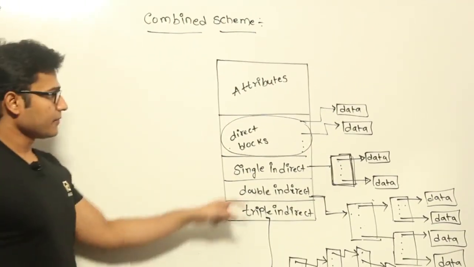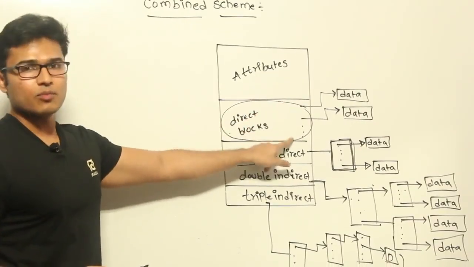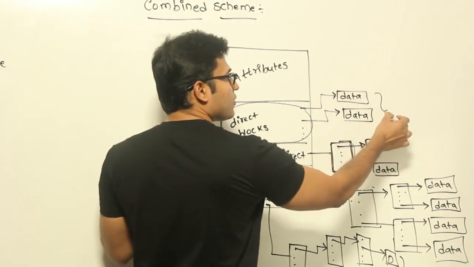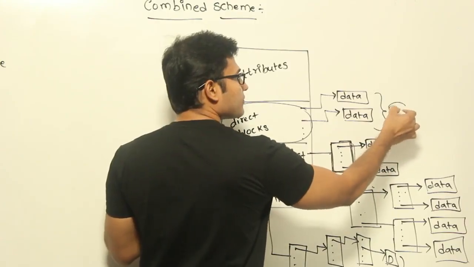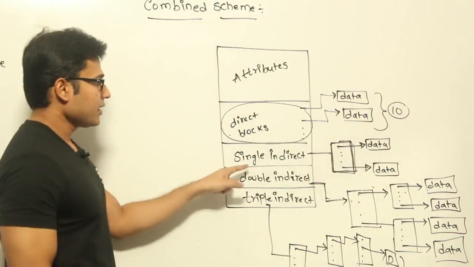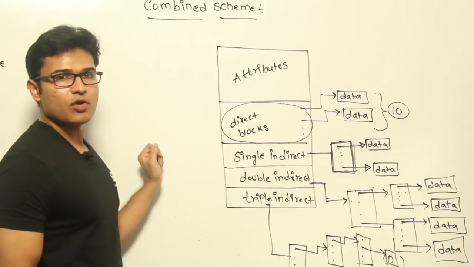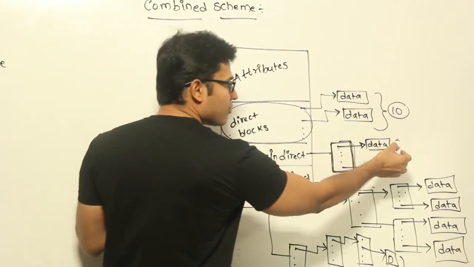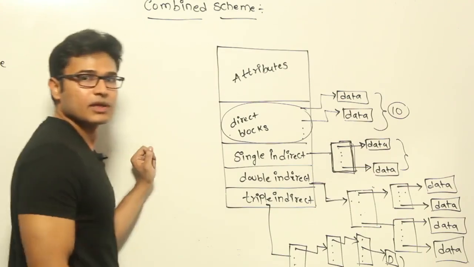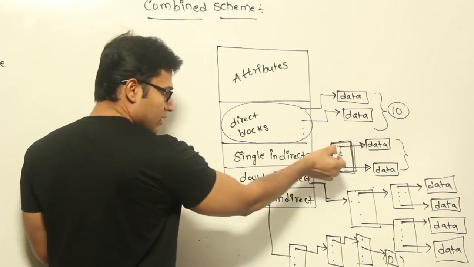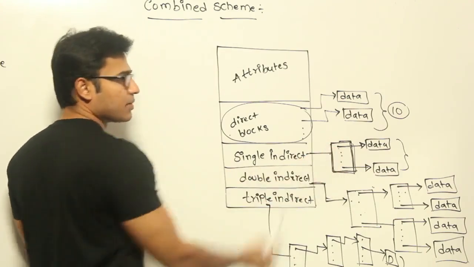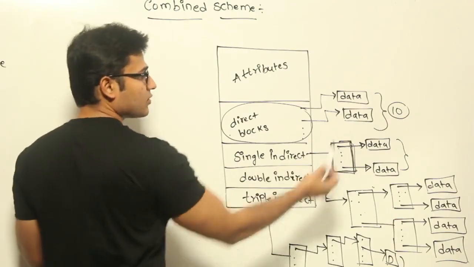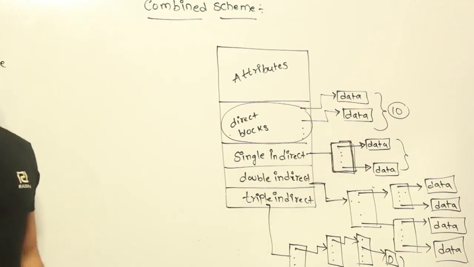Now they are saying that they are having 10 direct pointers here, which means the file is able to have 10 data pointers already, right? And then they are saying one single indirect pointer is there. If one single indirect pointer is there, then how many data blocks can it point to? That depends on how many pointers you can have in this one block. Now that depends on what is the size of each pointer and what is the size of the block.